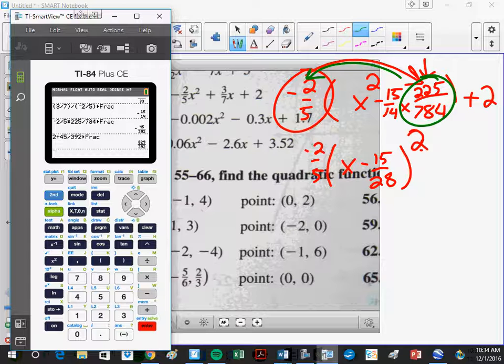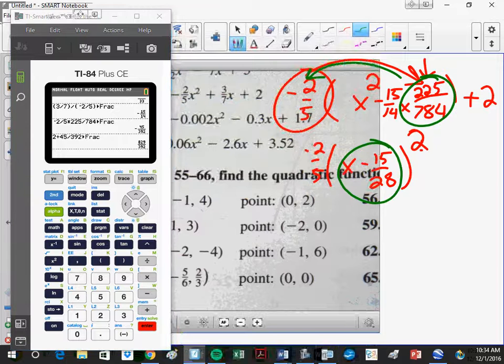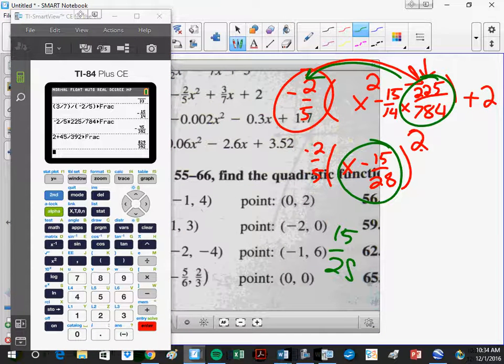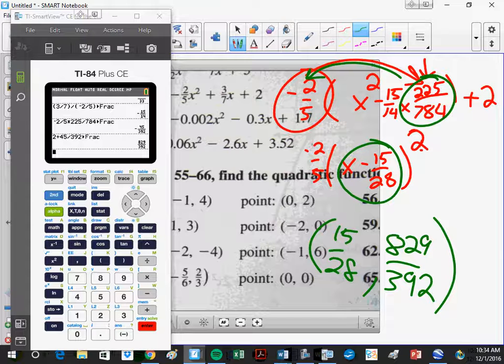829 over 392. So where is the vertex? Right, 15 over 28, and then up 829 over 392. Is that making sense?